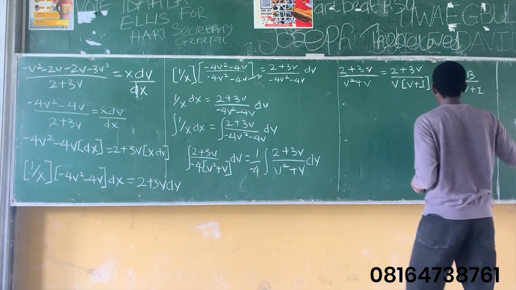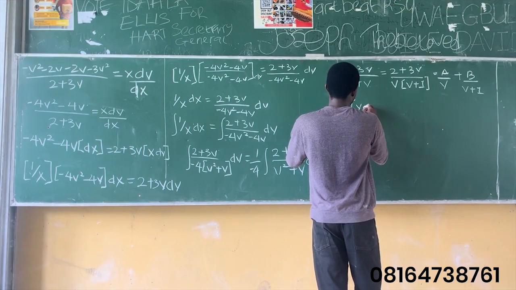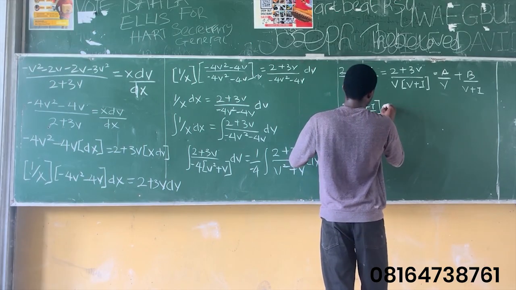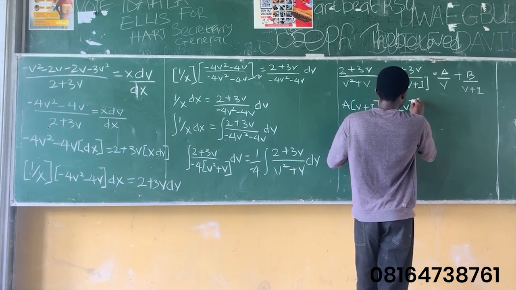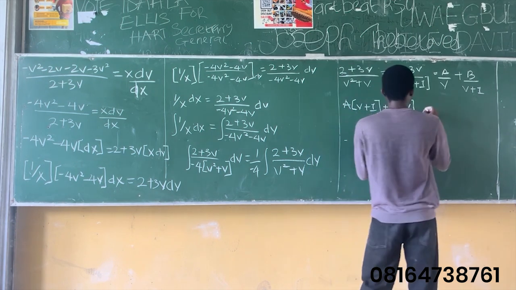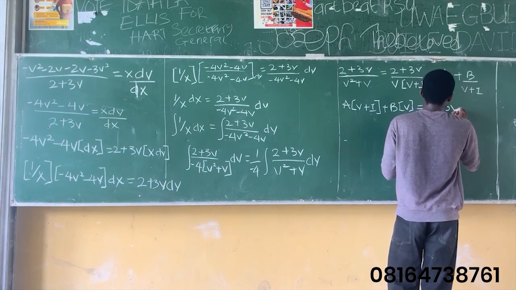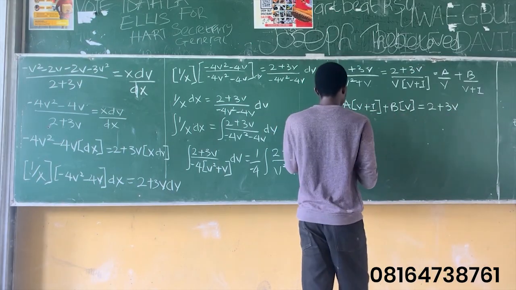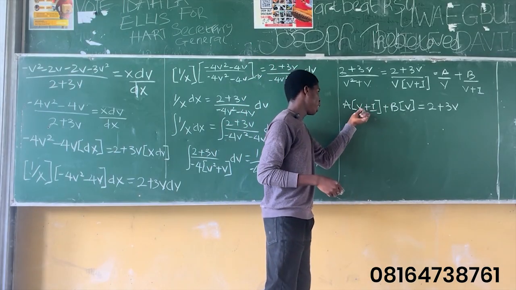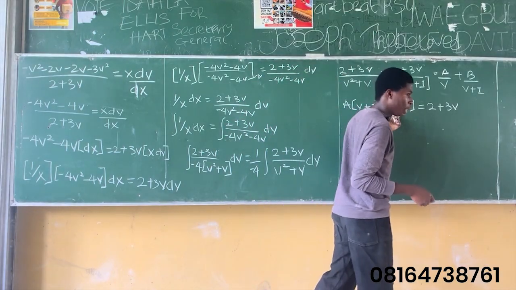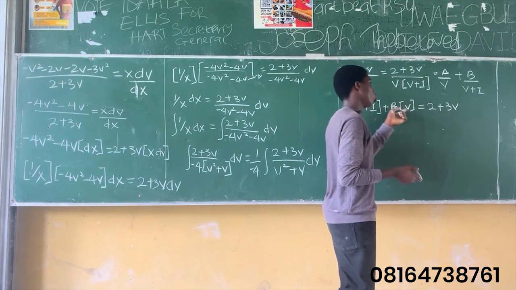So A multiplied by v plus 1 plus B multiplied by v is equal to this main equation, 2 plus 3v. So now the idea is we want a value that will make this 0, and we'll then get B. And also we want a value that will make B 0, and we'll then get A.